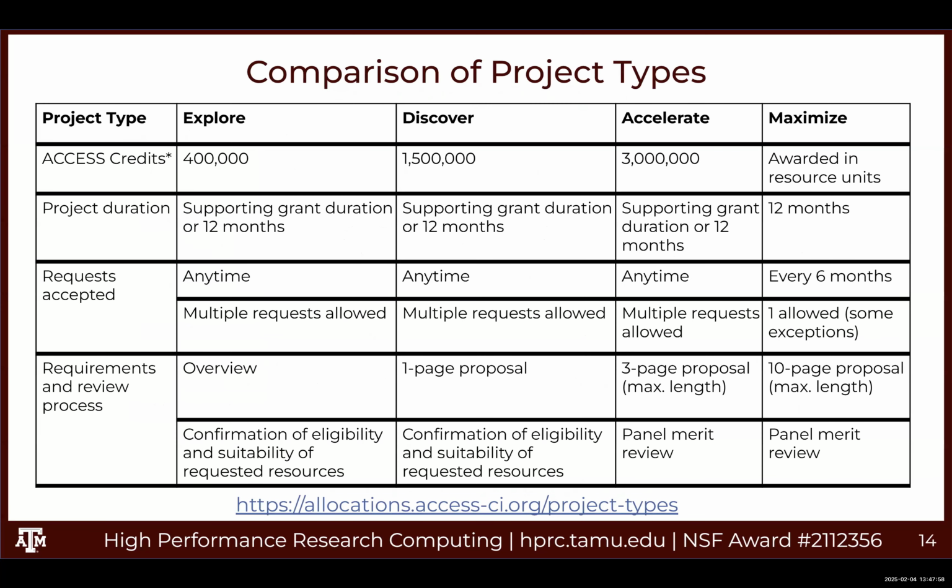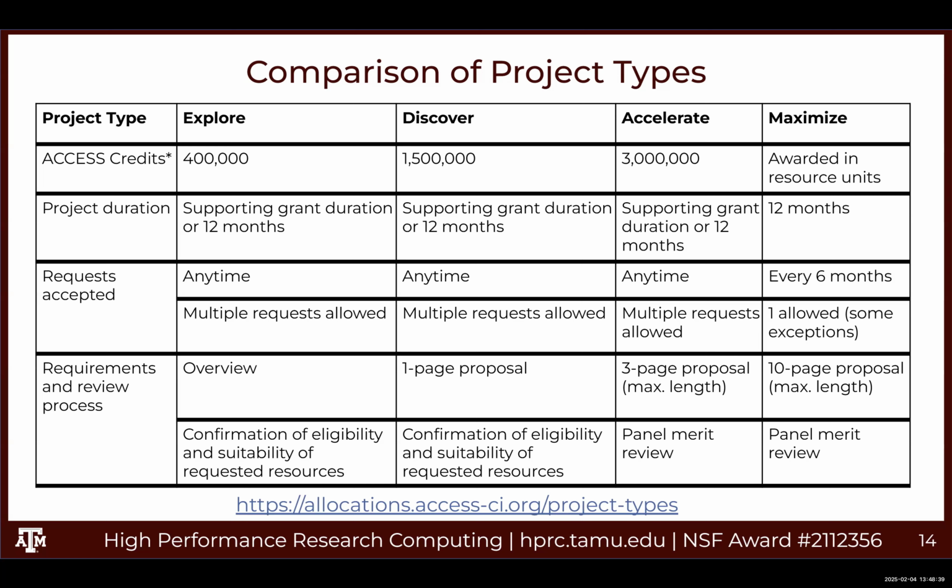Here's a little bit of a comparison of some of the things about these different project types. In the Explore, you can get 400,000 ACCESS credits. Now, what does that mean? Again, that's going to depend on what machine you exchange them on. So if you're familiar with, for example, A&M systems, if you're actually here at A&M, then you know that a service unit is an hour of computing, and it's based on some other things that we'll just take a brief look at later.